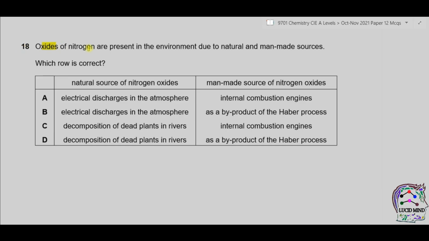Question 18. Oxides of nitrogen are present in the environment due to natural and man-made sources. Which row is correct? First one is the natural sources and second one are the man-made sources. Now in natural sources of nitrogen oxides we have electrical discharges in the atmosphere. This is true, because in the presence of lightning, nitrogen reacts with oxygen to form oxides.